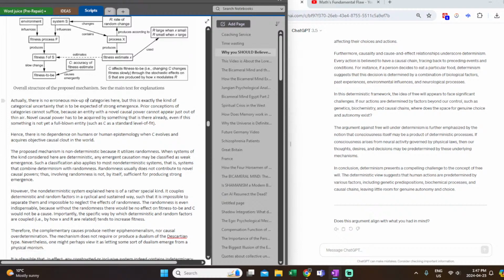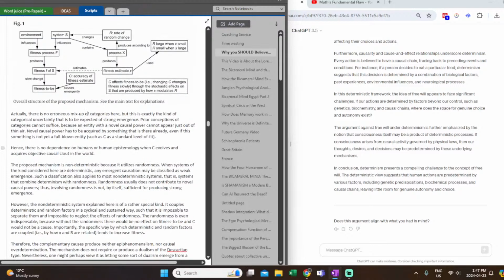Okay. So, hence, there is no dependence on humans or human epistemology when C evolves and acquires objective causal clout in the world. I'm interested.